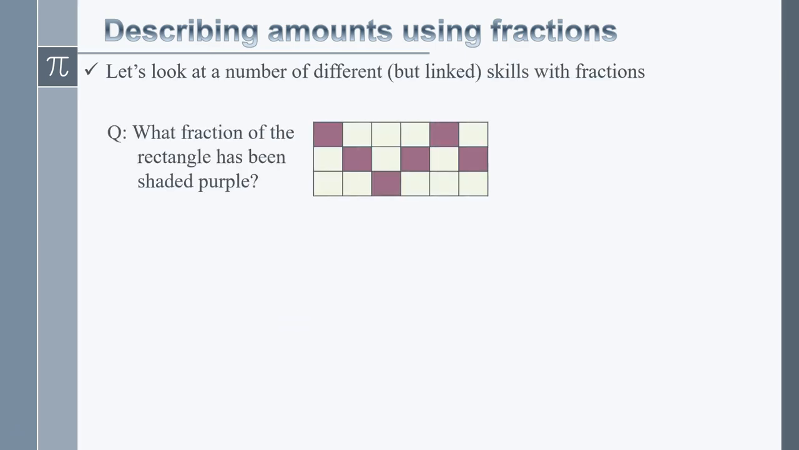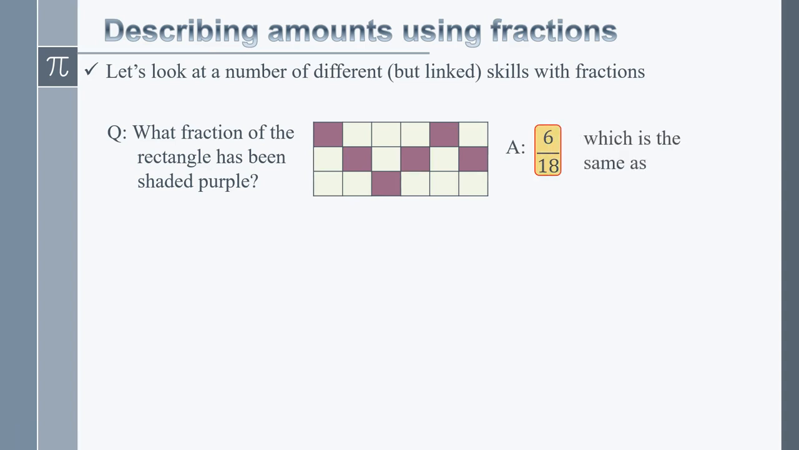The first thing is being able to express proportions or amounts as fractions. We've got a rectangle, and we've got to write down what fraction of the rectangle has been shaded purple. So we look at it and say, well, we've got 6 times 3, so that's 18 squares. We've got 1, 2, 3, 4, 5, 6 purple ones. So our answer would be 6 over 18.